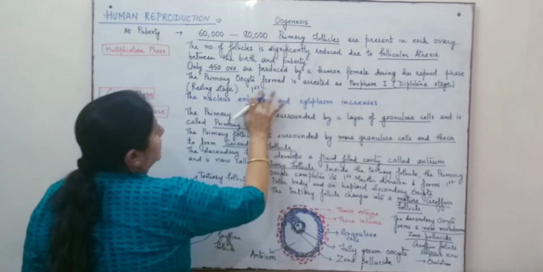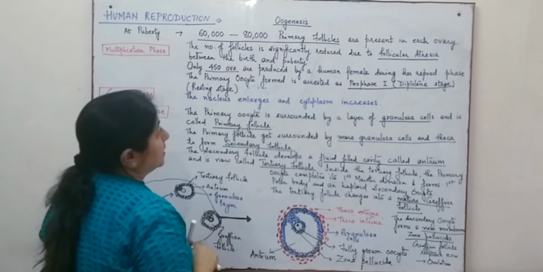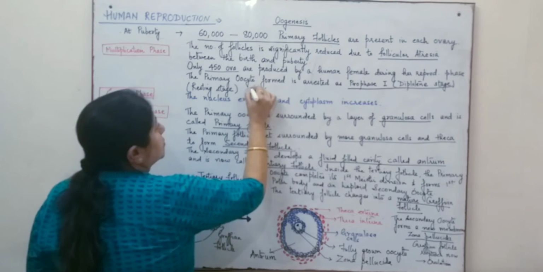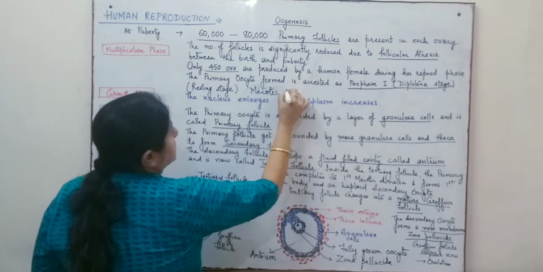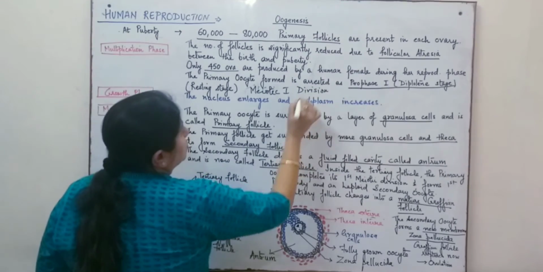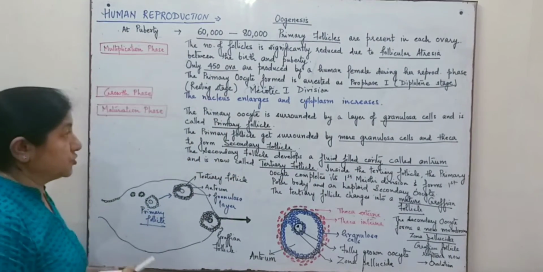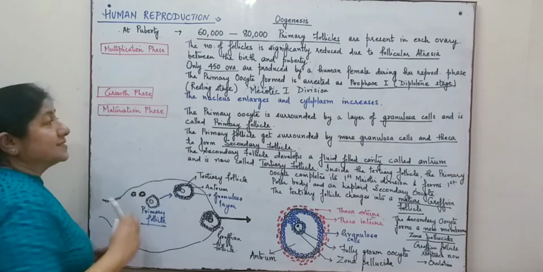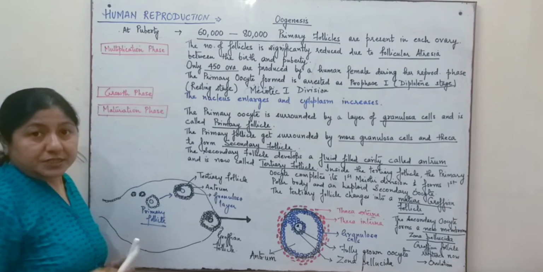Let me write with the black. Prophase 1, that is meiosis 1. The meiosis 1 division is taking place, and the primary oocytes are arrested at prophase 1 diplotene stage. Next phase is the growth phase. Till here the development is at the puberty stage.